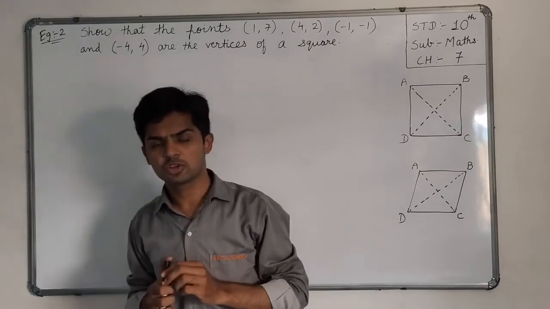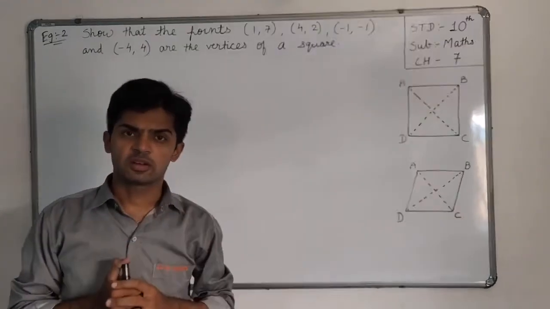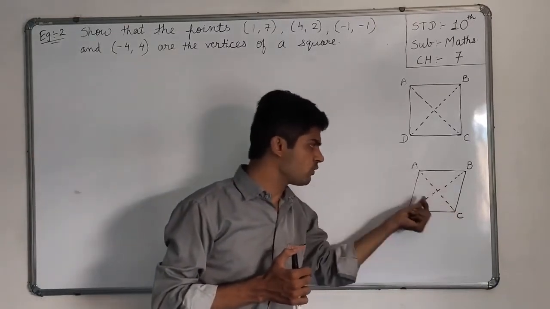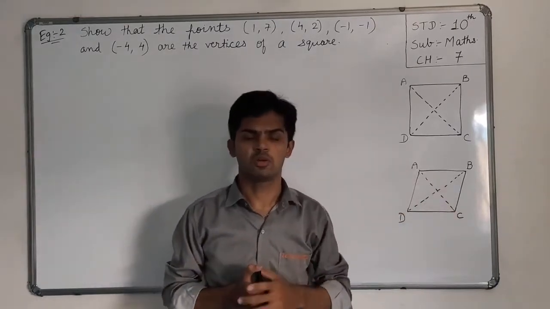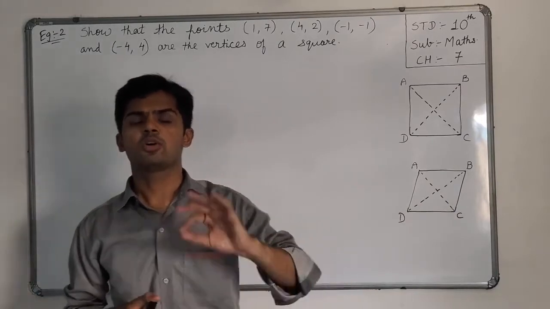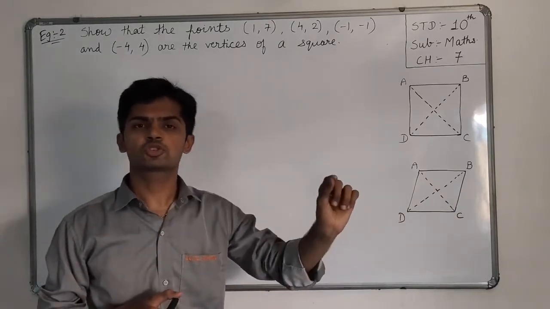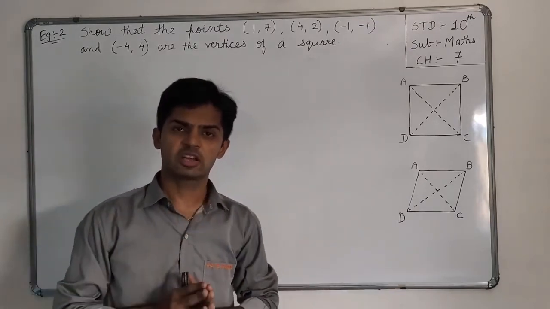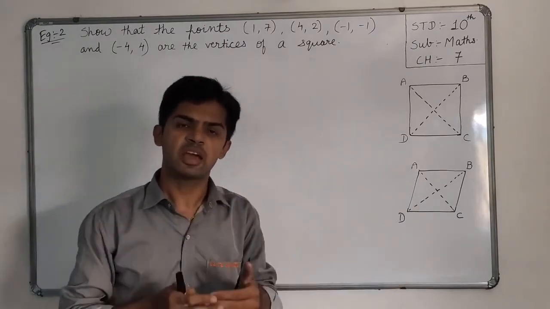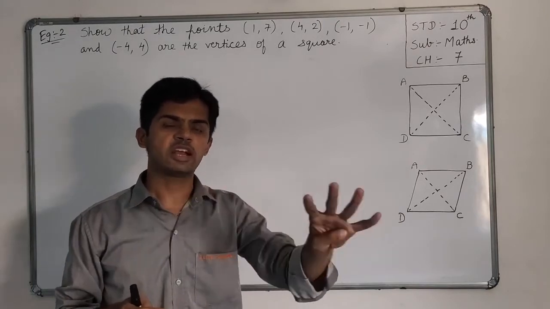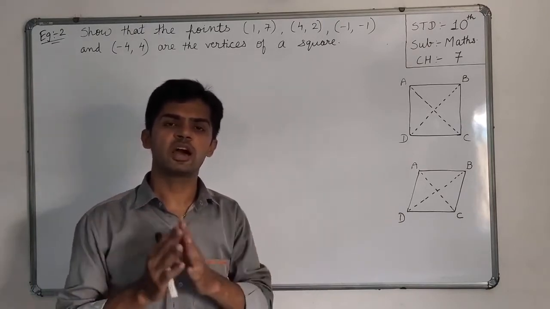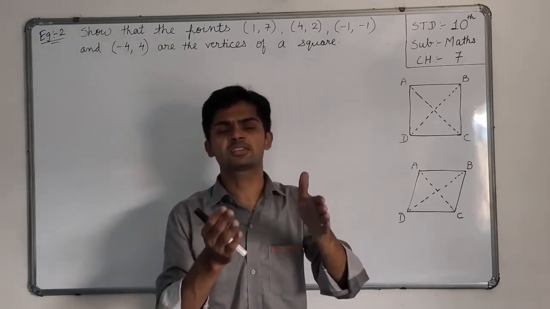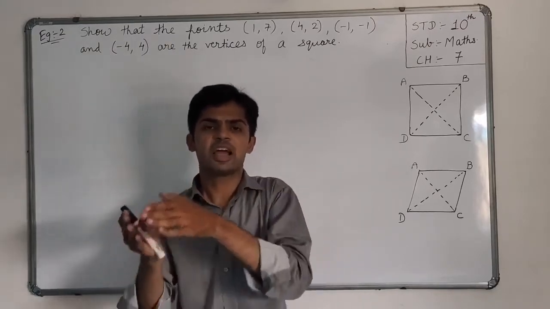Which are the two properties of square? First one, the length of all the four sides of a square are equal. One more time, the length of all the four sides of the square are equal. Then this property also belongs to rhombus. In a rhombus also, the length of all four sides is the same.